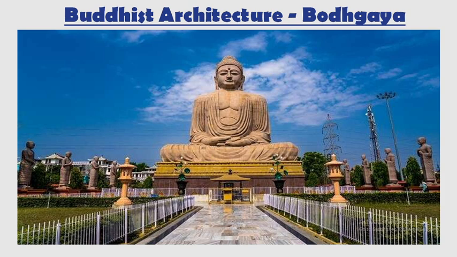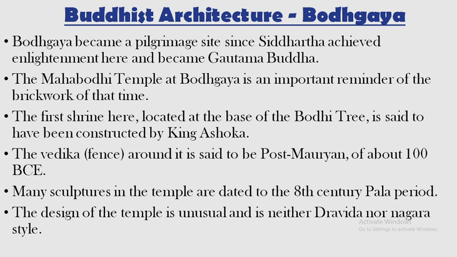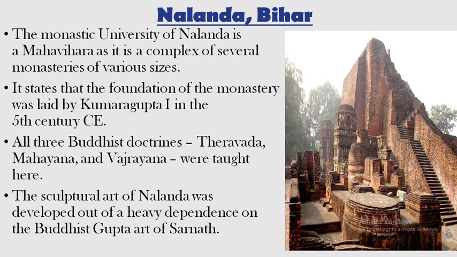Ashoka. The Vedika, or the fence around it, is said to be post-Mauryan, of about 100 BCE. Many sculptures in the temple are dated to the 8th century Pala period. The design of the temple is unusual and is neither Dravida nor Nagara style. The next important site is Nalanda of Bihar.